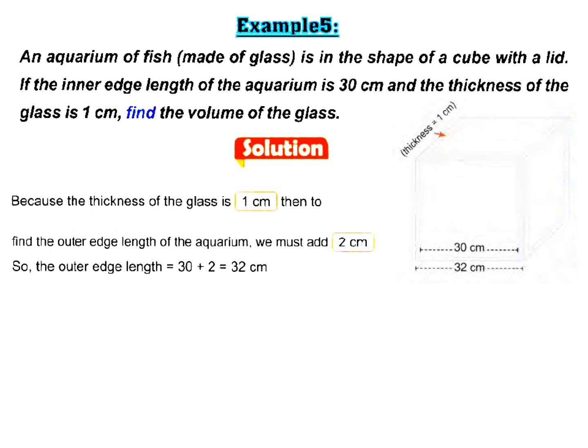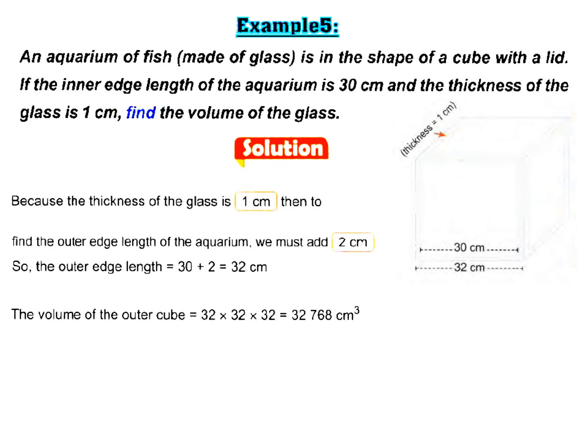He required me to get the volume of the glass. Firstly, I must know the inner volume and the outer volume by using the inner edge length and the outer edge length. Firstly, I will get the volume of the outer cube.